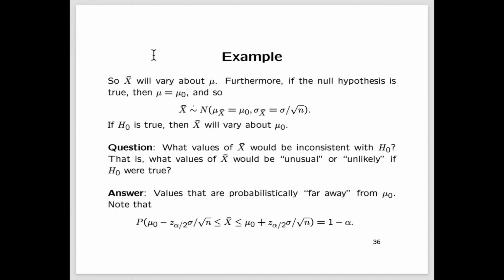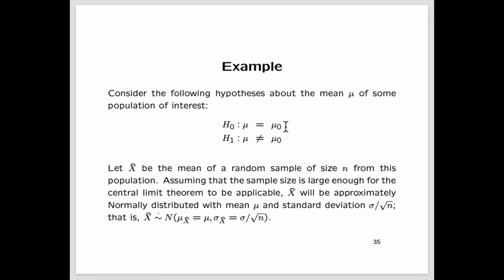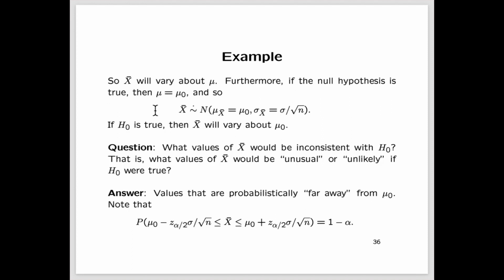So what this tells us is that while the sample mean is a random variable, it will vary around the mean of its sampling distribution, which is mu. Furthermore, if the null hypothesis is true, in other words, if mu is equal to the hypothesized value, then the mean of the sampling distribution of x bar is equal to mu 0, and so x bar will vary around mu sub 0. And in particular, the sample mean will be, again, at least approximately normally distributed, and the mean of its sampling distribution will be mu sub 0.